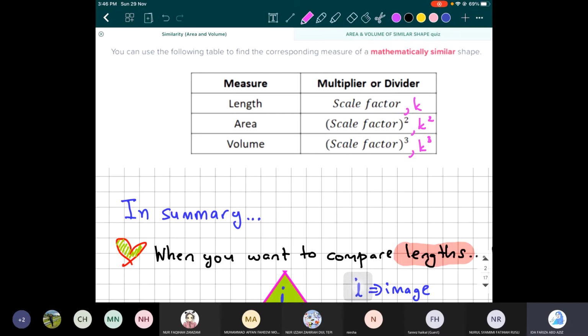So class, in this topic later on kita akan buat comparison on three different dimensions. Tiga benda yang berbeza. We will focus on length, we will be focusing on area, and the last one will be focusing on volume. So if it's regards length, it will involve K, scale factor. If it's area, K square, scale factor square. If it's volume, it will be involving K cube, scale factor cube.